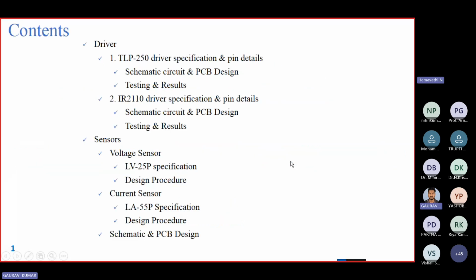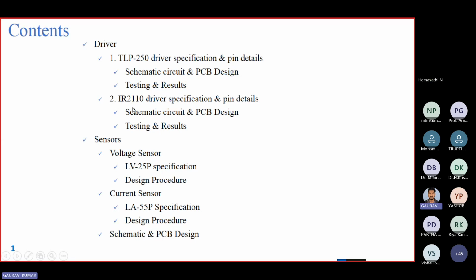These are the contents of my presentation. Firstly, we go for the driver, what is driver and why it is needed. Then we go for the two driver circuits. The first one is TLP-250 driver circuits. I will go for the details of its specification and its pin details. Then we go for the schematics and how its PCB is designed in the KiCad software. Then I will show you the testing and its results.